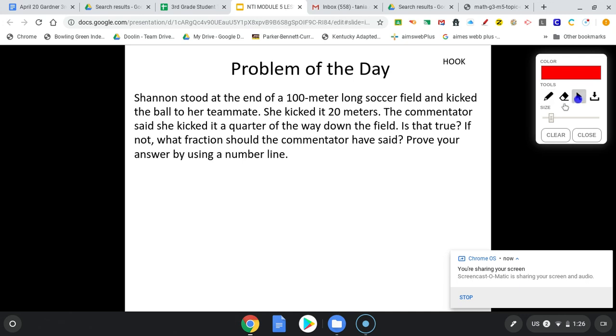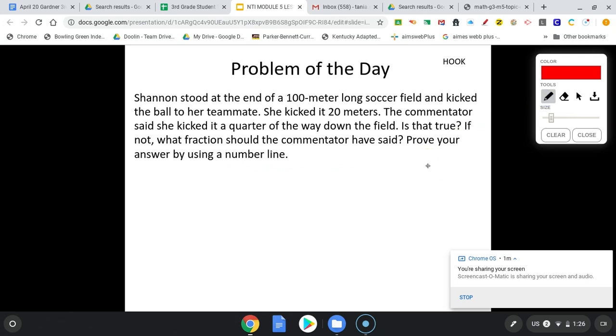So in our problem of the day, let's read that together. Everyone ready, read. Shannon stood at the end of a 100-meter long soccer field and kicked the ball to her teammate. She kicked it 20 meters. The commentator said she kicked it a quarter of the way down the field. Is that true? If not, what fraction should the commentator have said? Prove your answer by using a number line.